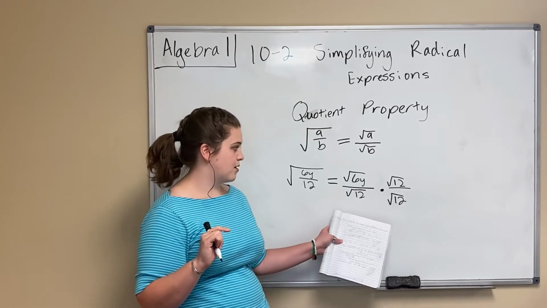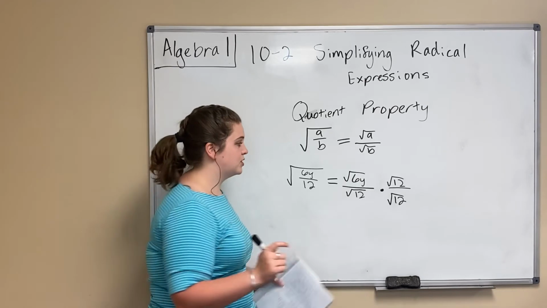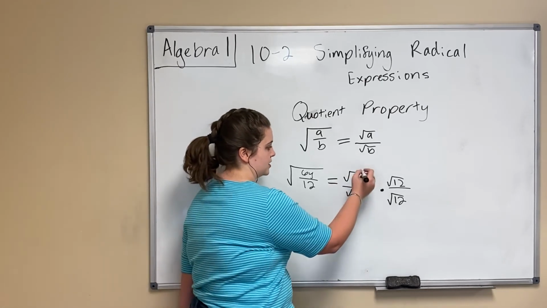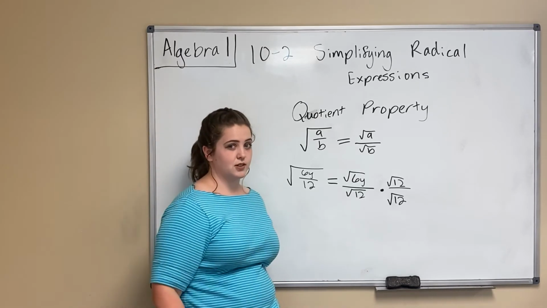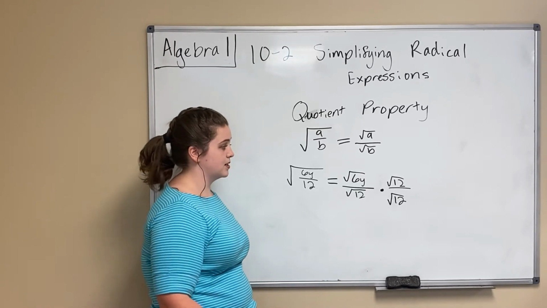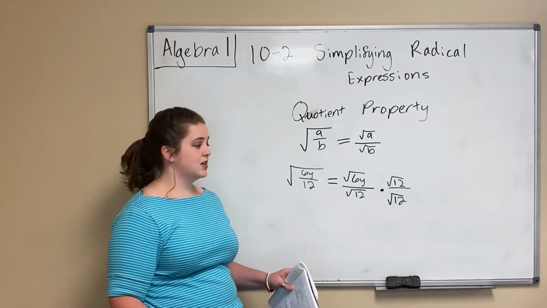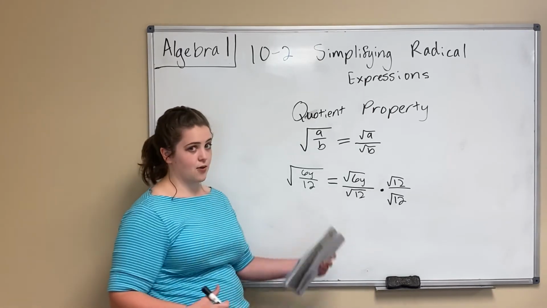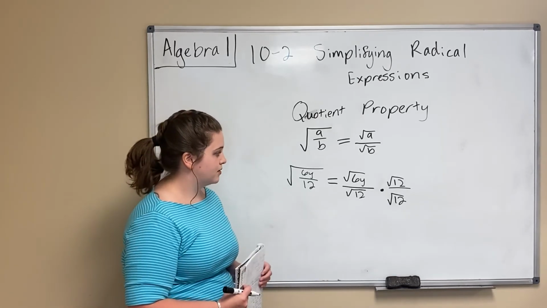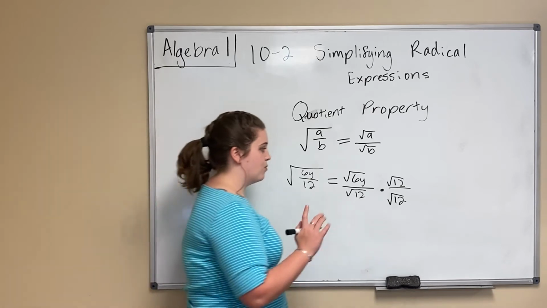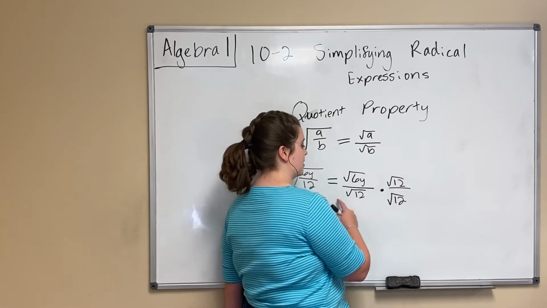So the square root of 12 divided by the square root of 12 is just 1. So I'm not changing the value of this fraction by multiplying it by this. I'm just changing what it looks like, because I'm multiplying it by 1, and anything times 1 is itself. So I'm not changing the value, I'm just changing how it looks, so that we won't have our radical in our denominator.